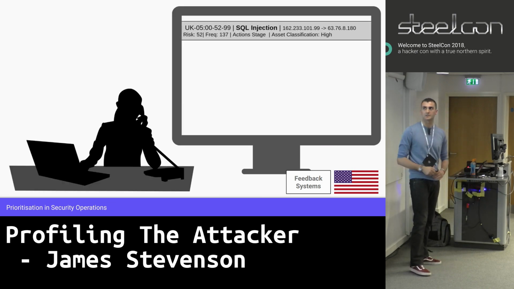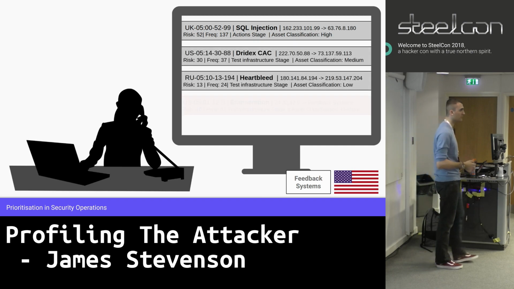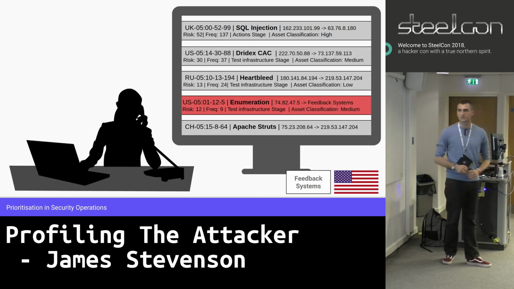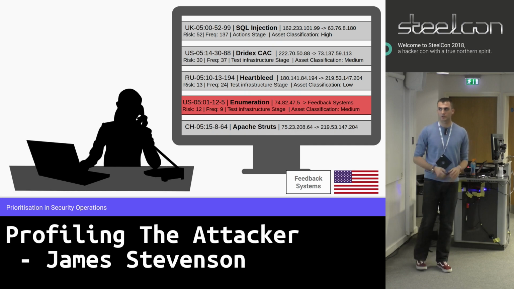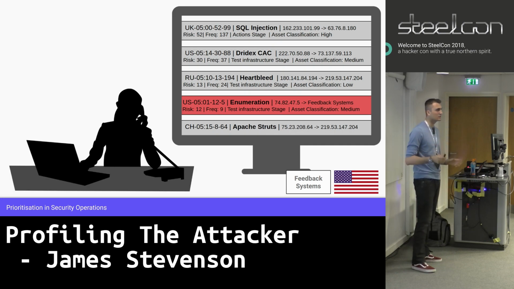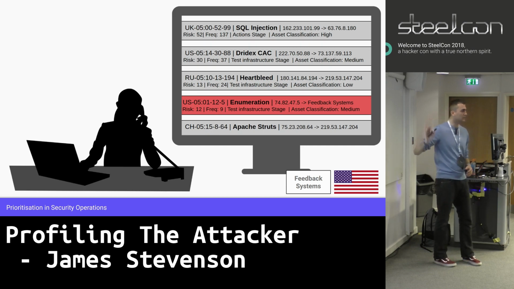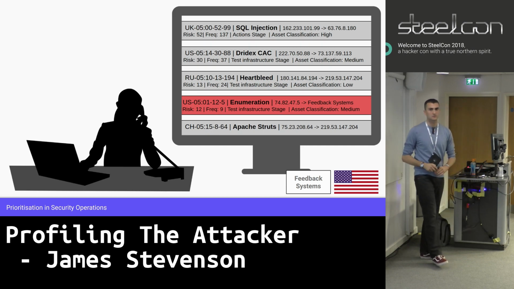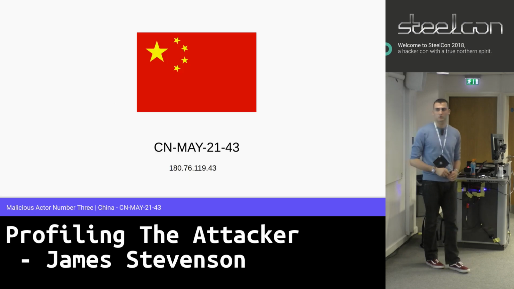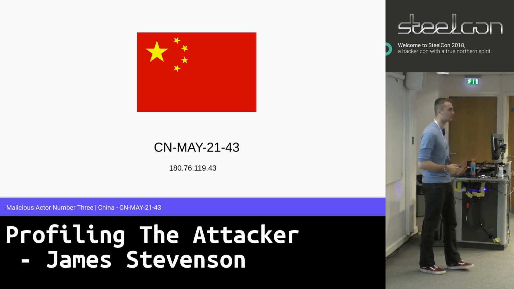So if we go back to Alice, how might this attack fit in a security operations center? Well, generally it's got that low risk. We can see the sort of information we might want to see, but it's been prioritized quite low, because generally there are far more important attacks that need to be dealt with first. Moving on to our next malicious actor, a malicious actor from China.